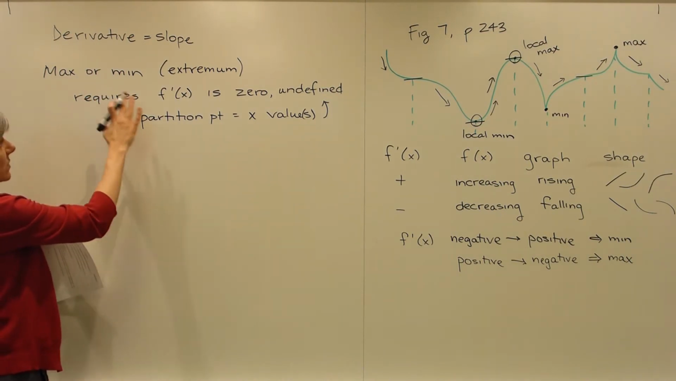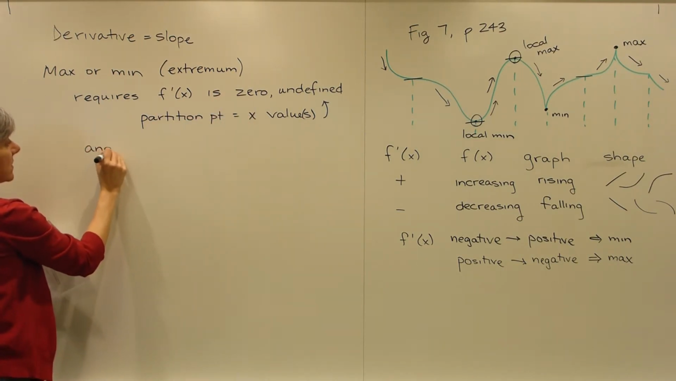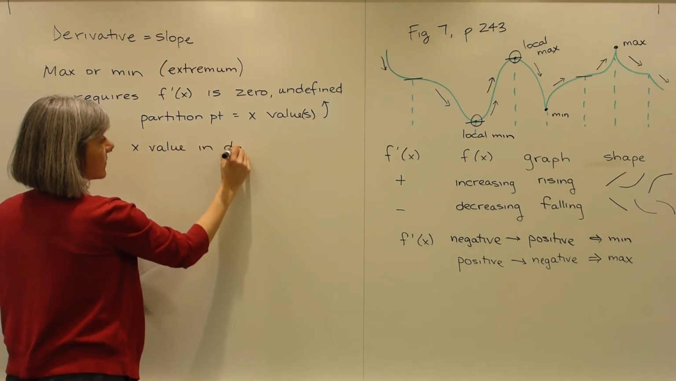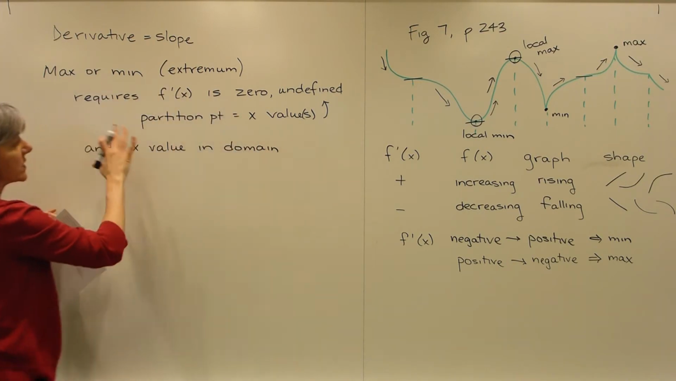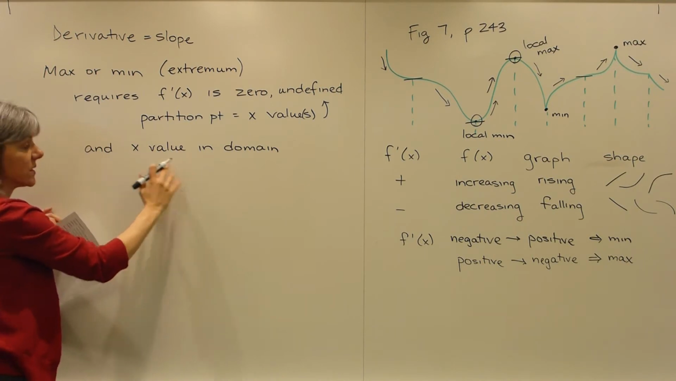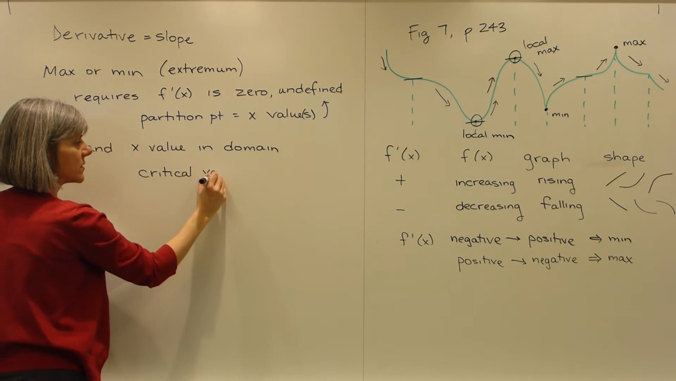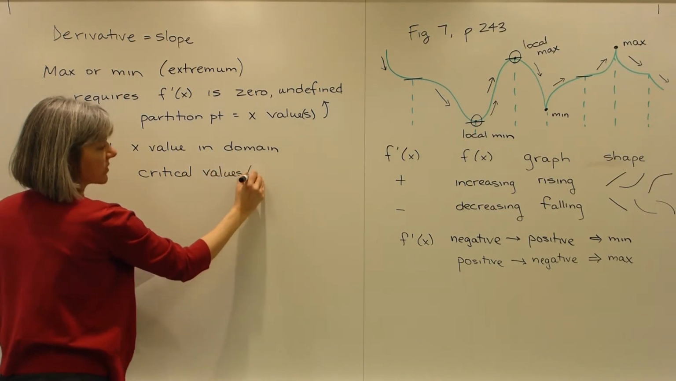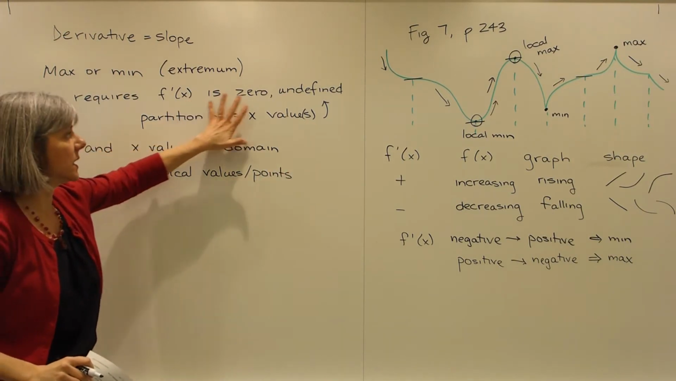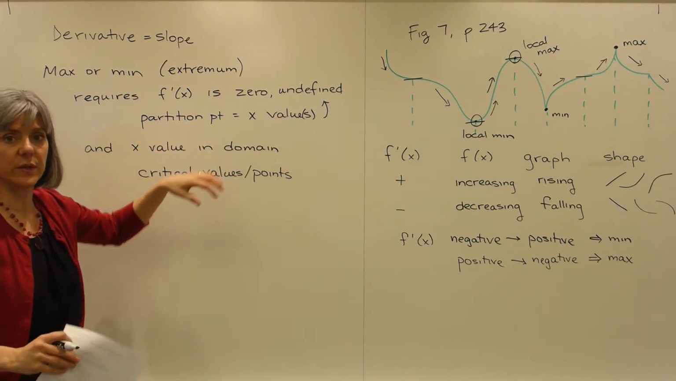So a max or a min occurs when the derivative is 0 or undefined and that x value is in the original domain. So altogether, the points that are partition points for the derivative, that means where the derivative is 0 or undefined, and at the same time are in the domain, we define those as critical points. I say critical values often, but critical values or points. A little bit of a difference. A partition point is anywhere where the derivative is 0 or undefined. Critical values are only those values that are also in the domain.